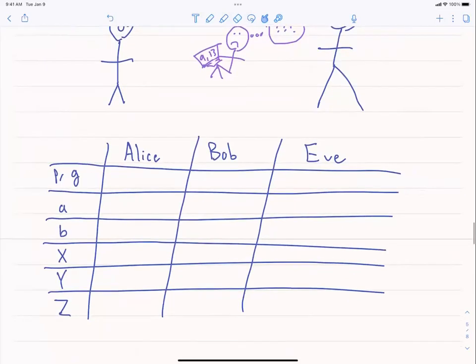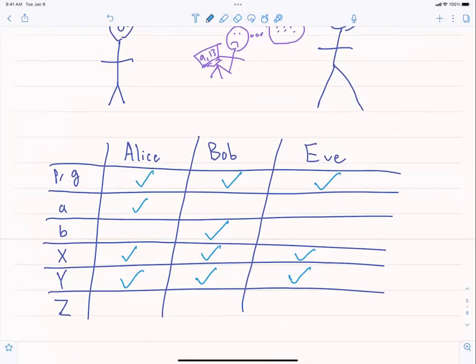Okay, so here's a little table. I just want to fill in who knows what. So P and G, this is the starting data, like 29 and 2. So a big prime number and then a primitive root. And everyone knows that. A is only known by Alice, and B is only known by Bob. Then X, well, Alice computes it, but then she sends it out, so everyone gets to know it. And then Y, same thing, Bob computes it, then he sends it out, and so everyone gets to know it. Okay, so that's the premise of everything. Once you send information out, everyone gets to see it.